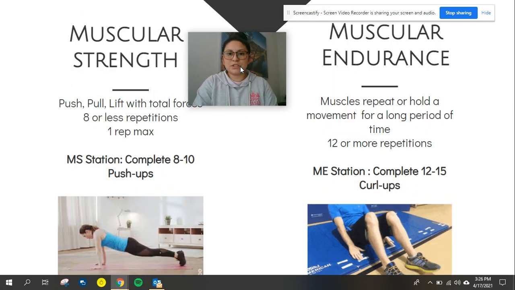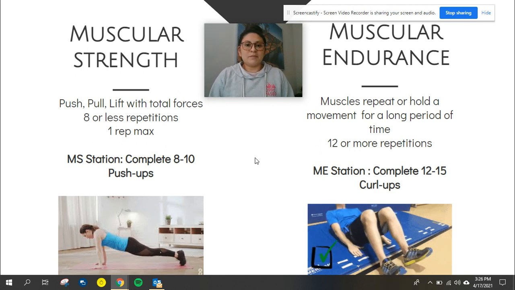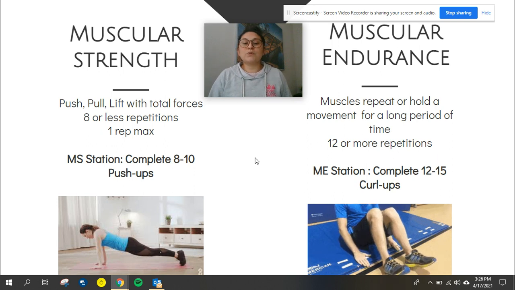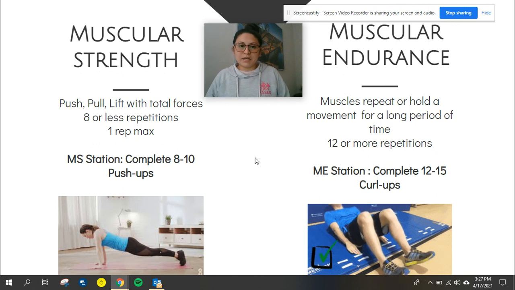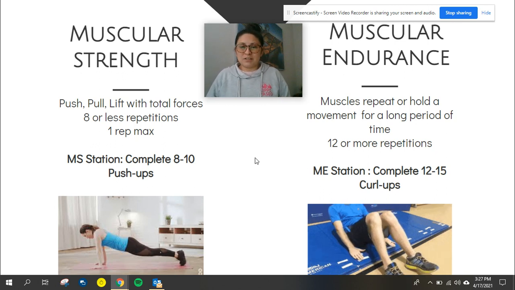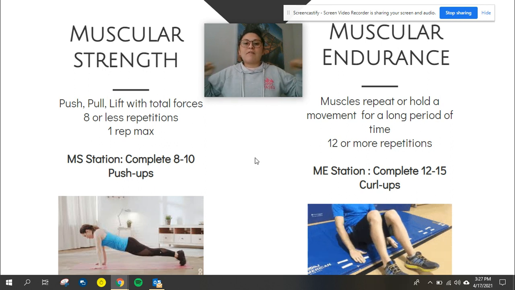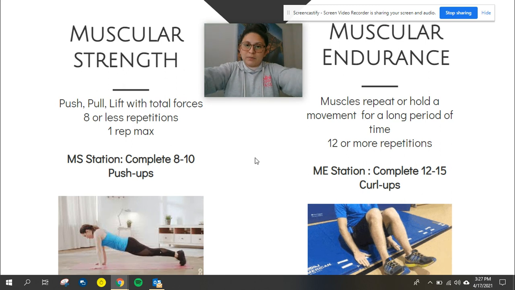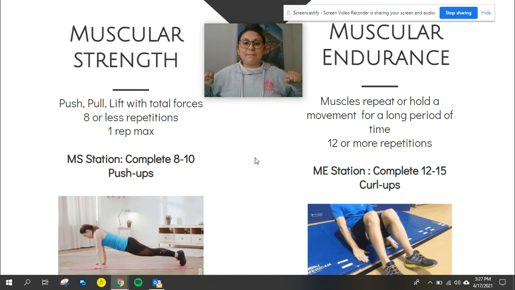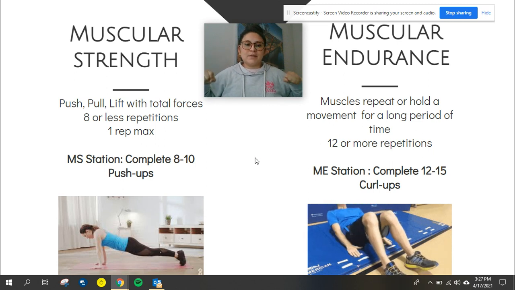Now I'm going to talk about your muscular strength and your muscular endurance. So muscular strength and muscular endurance. For muscular strength, you want to be able to push, pull, or lift with all of your might, total force. You know that you're working on your muscular strength if you do 8 or less repetitions. Or you do 1 rep max. 1 rep max is like, for example, if I'm bench pressing and I want to see what the heaviest I can do, I put on all the weight that I can do. And if I can do it one time all the way through and bring it back down, that is your 1 rep max. And that is letting you know that that's the maximum amount of weight that you can do for your bench press. Okay.